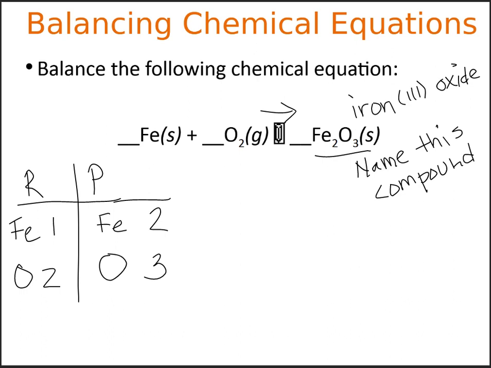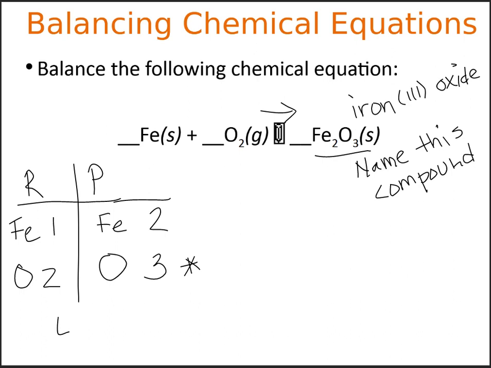So here we go. I've already set up our table just to see how many atoms of each element we have on the reactant side and the product side. So hopefully everyone was able to get this far to set up this table. We have 1 iron atom and 2 oxygen atoms on the reactant side, 2 iron atoms and 3 oxygen atoms on the product side. So clearly we are not balanced. What we're going to do is we're going to try to balance this oxygen first.